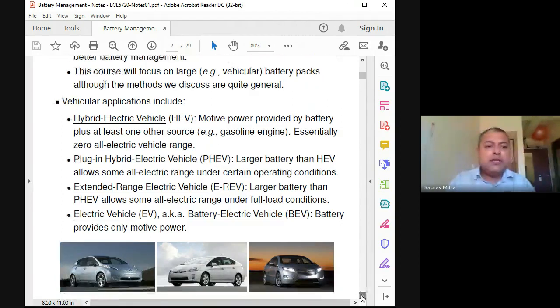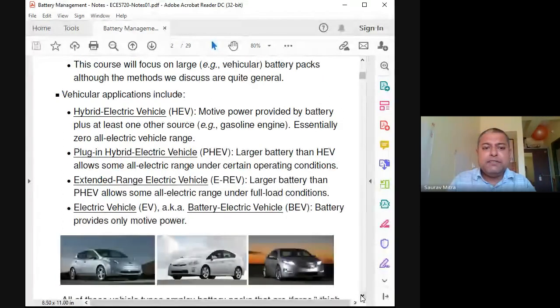So vehicular applications include the hybrid electric vehicle, HEV. Motive power means the thing that creates motion, or tractive power, as we call it.